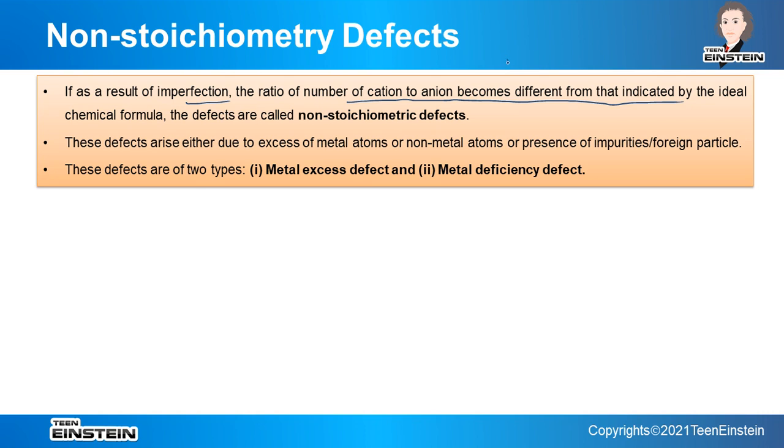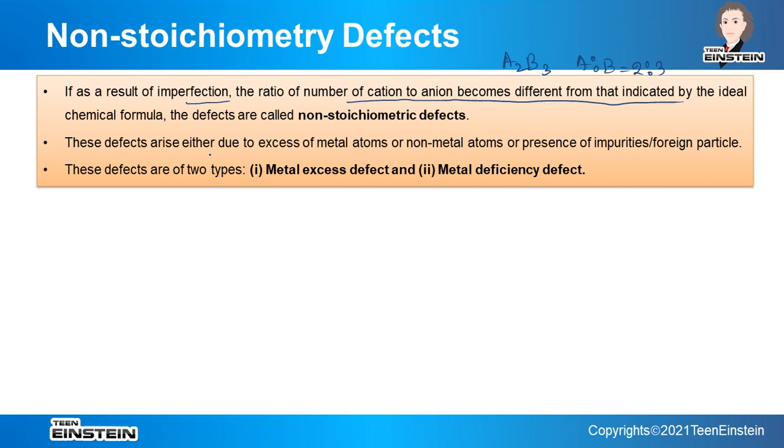So suppose we have A2B3, A cation, B anion. Before defect formation, the ratio of A and B is 2:3. But suppose after defect formation, the ratio is something else. Suppose it is 2:1. That means now the amount of B is less. So if the stoichiometry is disturbed, these defects we will call non-stoichiometry.